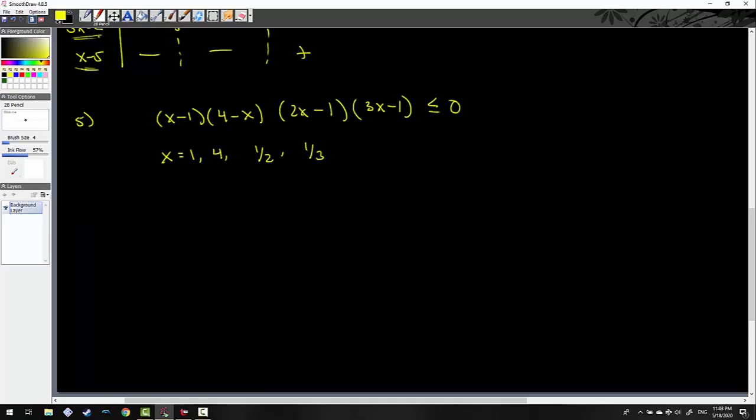Now, before I punch these guys into a sign chart, remember, I'm looking for where this big hunkin' thing here is less than 0. So at the end of the day, my final intervals will be negative. That's what I'm looking for.